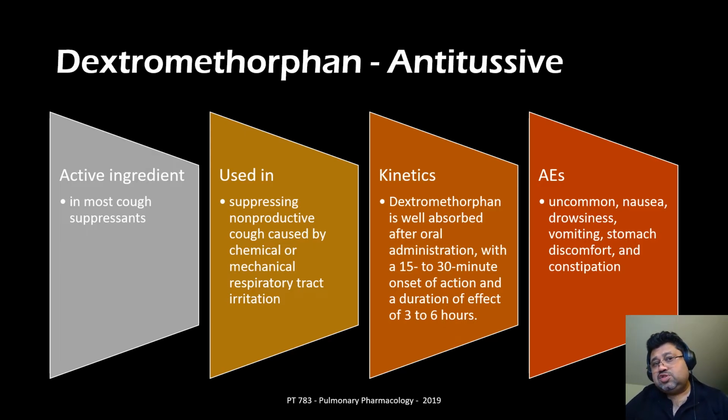The adverse effects of dextromethorphan are mild. It is uncommon to have significant side effects. However, the ones that are seen include nausea, vomiting, stomach discomfort, and constipation. Now, remember, these are non-specific signs and symptoms. Could be from various other reasons, not just dextromethorphan. So it may be a little hard to pinpoint it to be related to dextromethorphan.